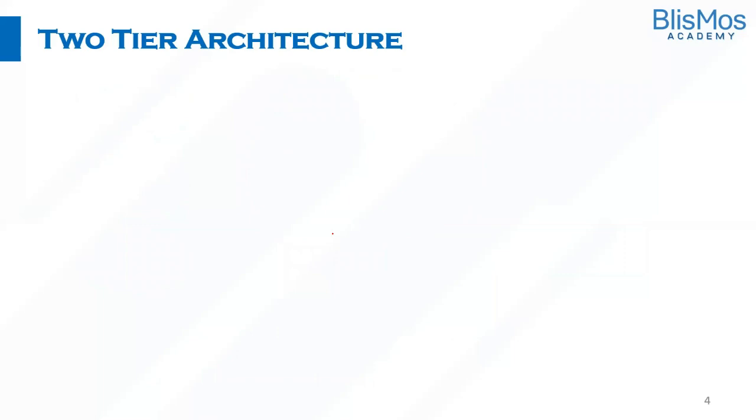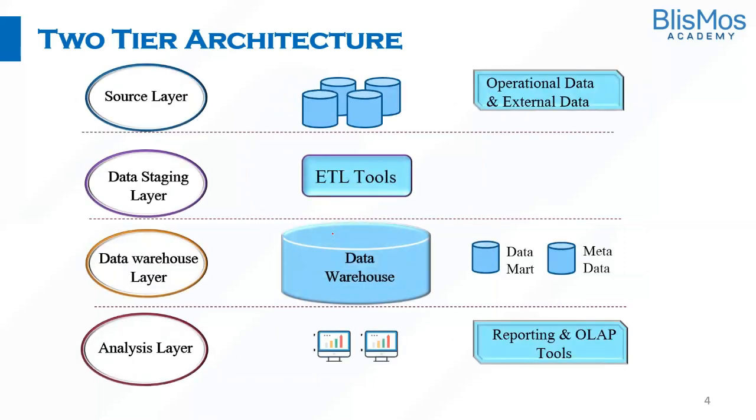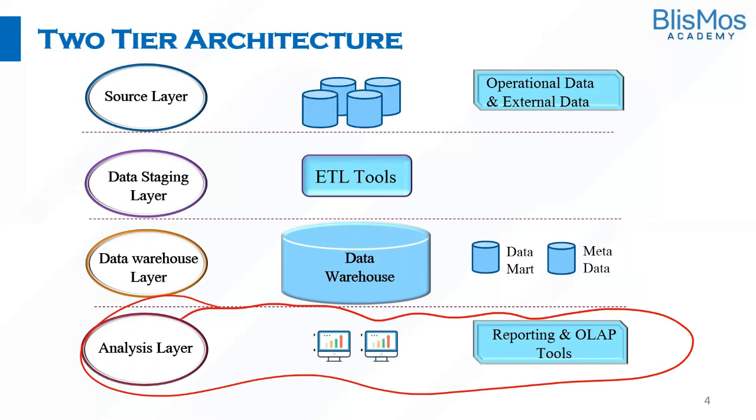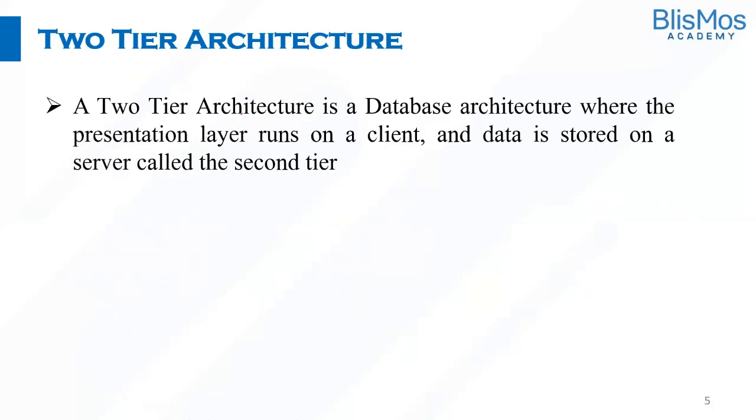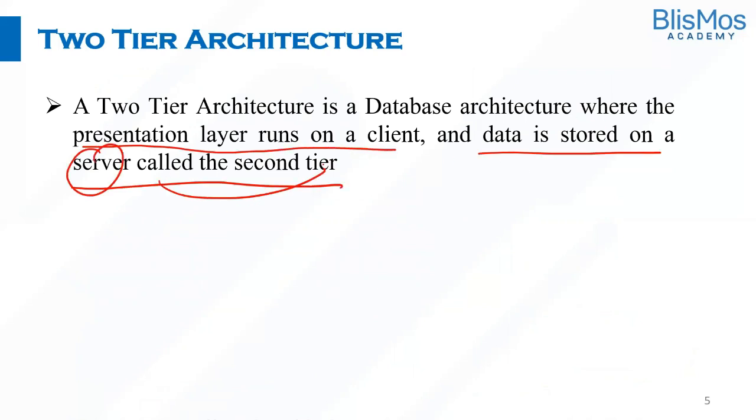Then coming to the two tier architecture. What is happening in two tier architecture? Here, first and foremost thing is there is a client and data source server. We have client applications and we do have a data source. One more important aspect is we do have a data staging layer. Since we have a presentation layer running on a client and data is stored on a server called the second tier, that is the reason it is called a two tier architecture.